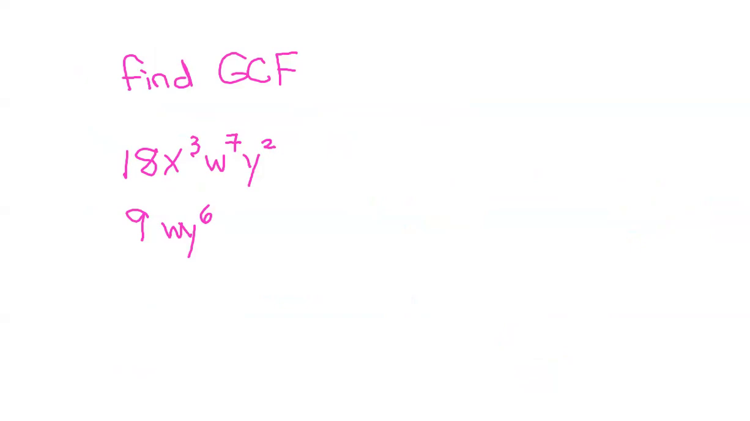So, for example, the 18, we can see it as a 2 times 9 so that we can see that it has that 9 in common with the 9wy to the power 6, right? And then we've got that x to the power 3. That doesn't have anything in common with our second expression. We do, however, have a certain amount of w's, right? So in the top, we have 7 w's, and in the bottom, we have 1.